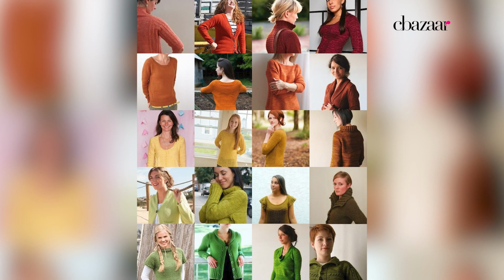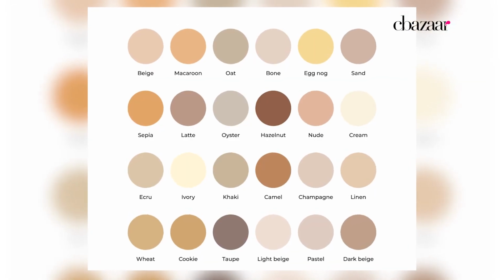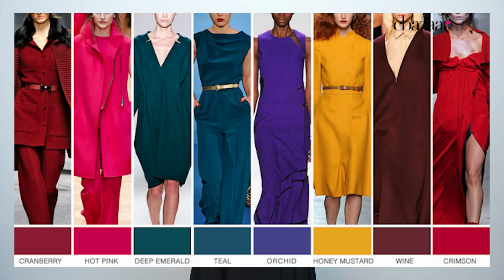Choosing the colors of your wardrobe if you have a warm undertone. Earthy tones: go for colors like olive green, camel, terracotta and mustard yellow. Warm neutrals: opt for beige, tan and cream shades. Rich jewel tones: deep shades of red, orange and brown can complement warm undertones beautifully. Avoid colors which are bright, icy or cool, or different shades of blue, because they may clash with your warm undertones.